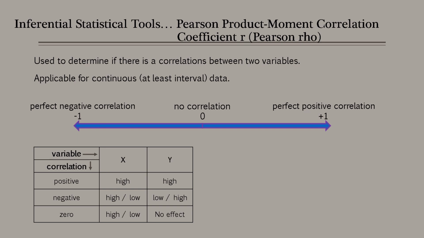Positive correlation between variables x and y means that if x is high, y is also high, and if x is low, y is also low. Negative correlation between x and y means that if x is high, y is low, and if x is low, y is high. Zero correlation means that whether x is high or low, this has nothing to do with the value of y.